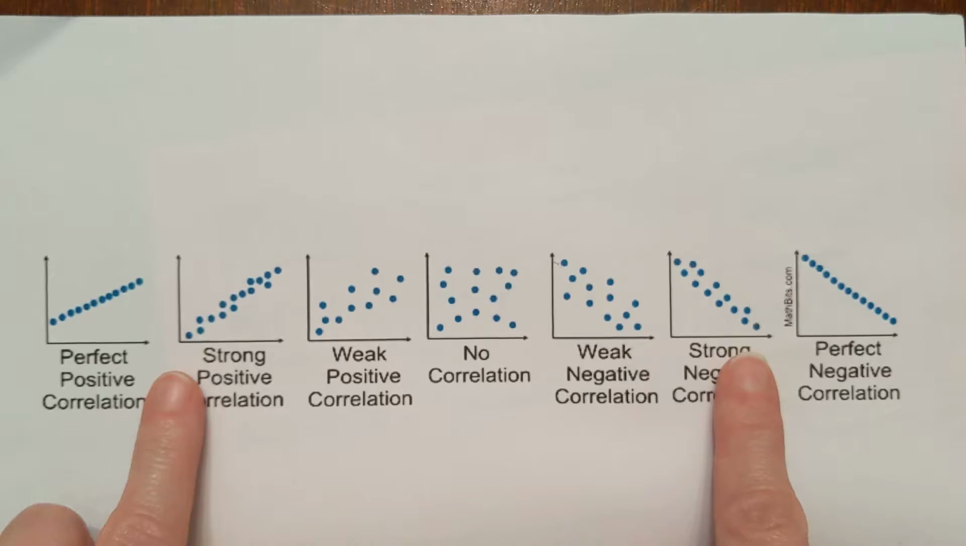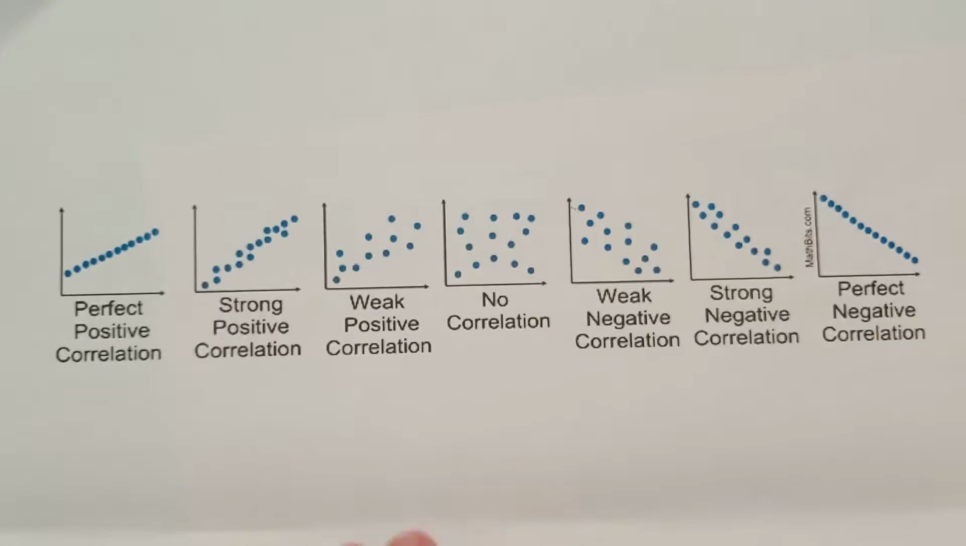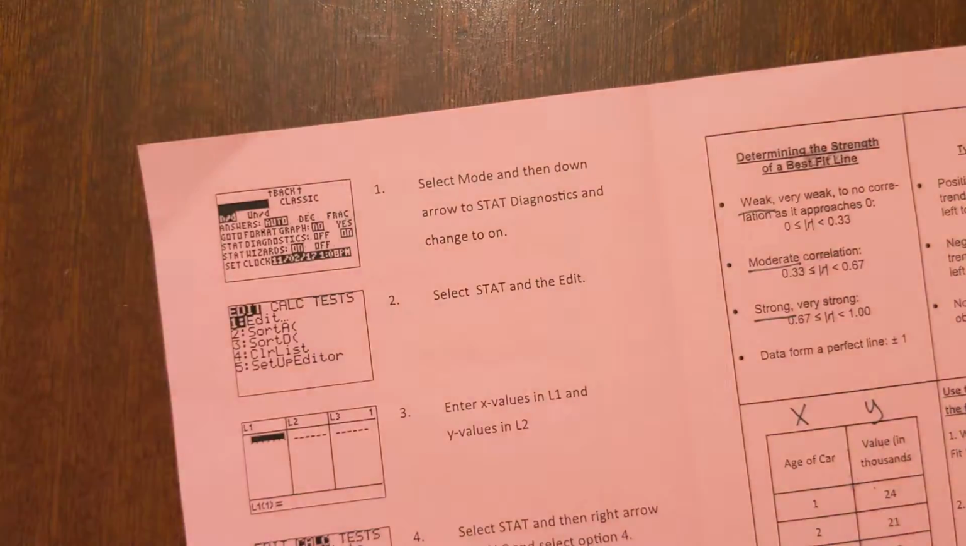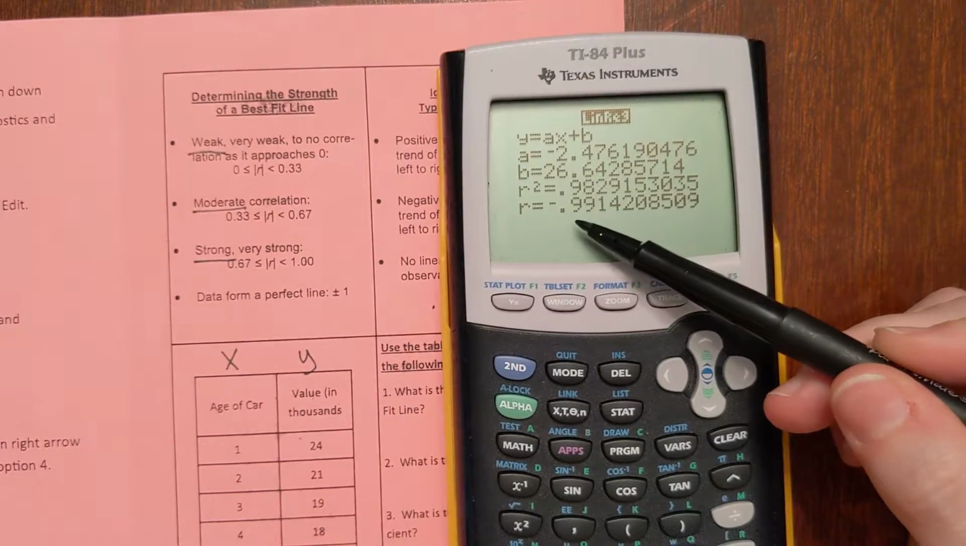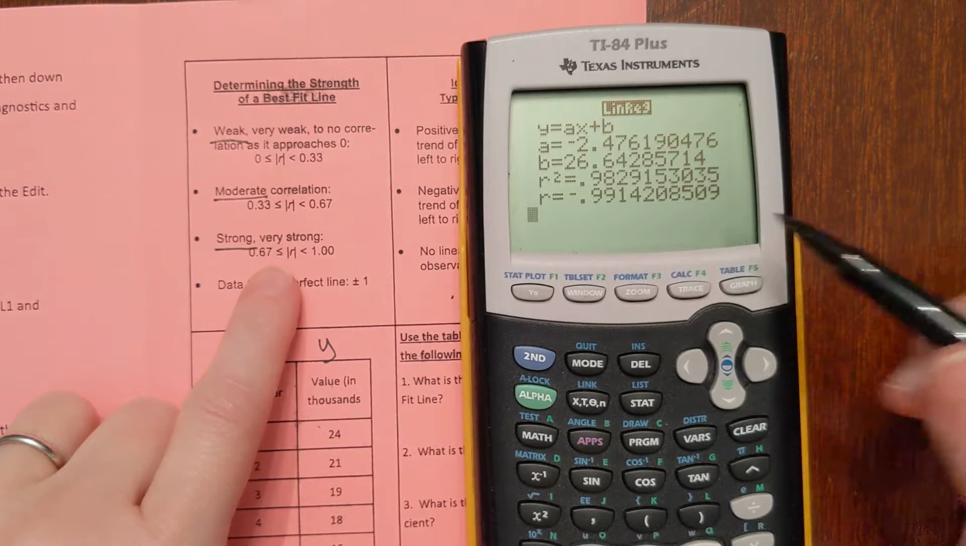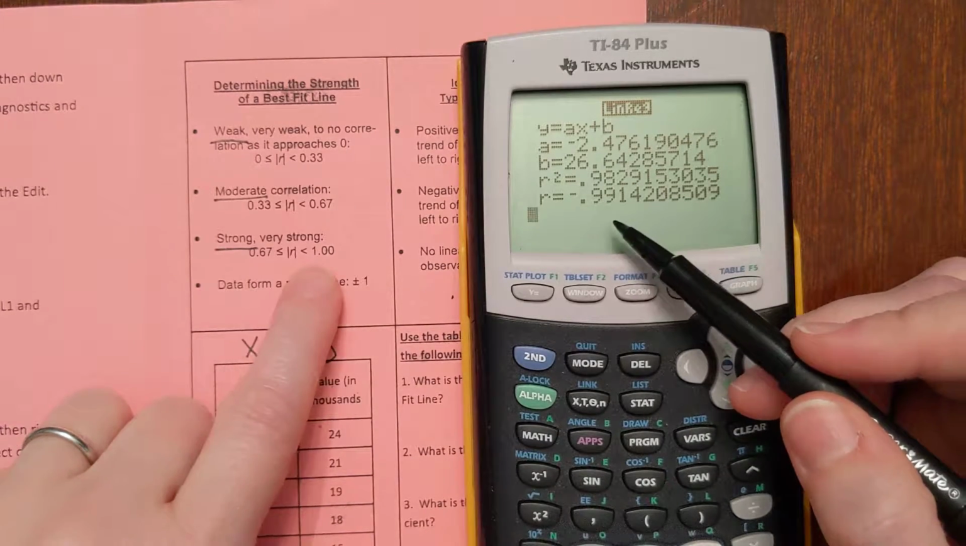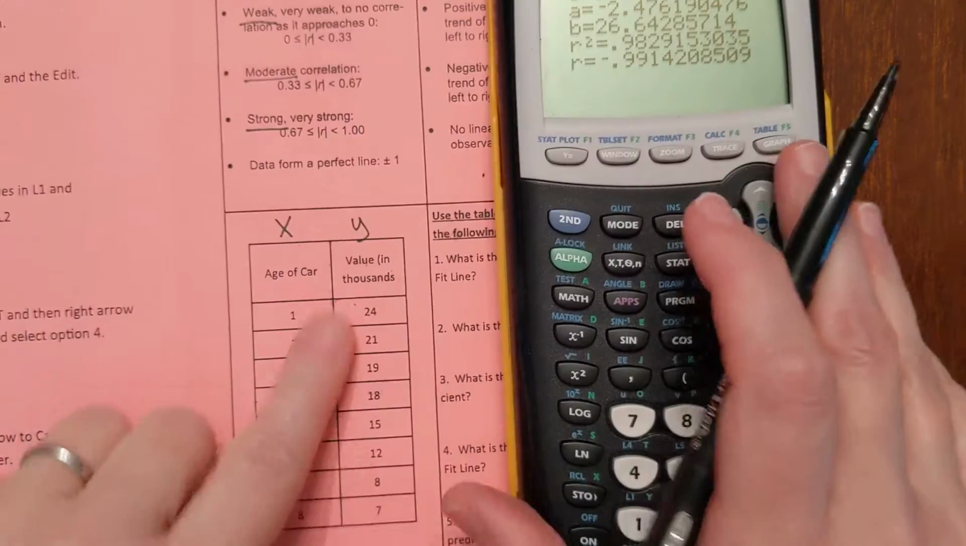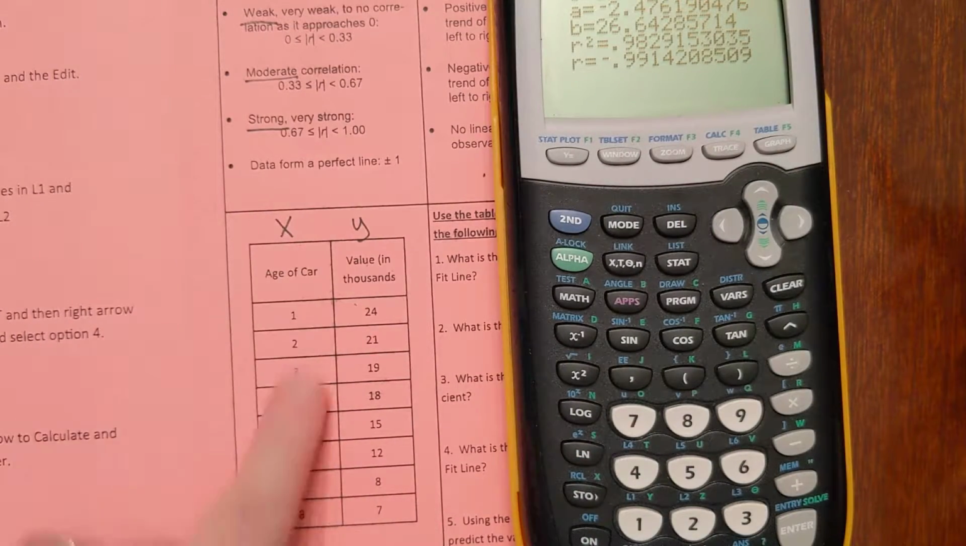And I'll put this picture on Google Classroom as well. Okay, so for our R value here, the one we just calculated, we got 0.99. That is greater than 0.67. This is almost 1. This data here is very strongly linearly correlated.